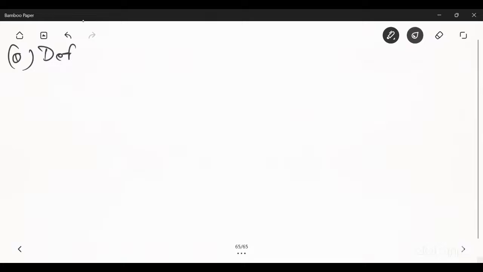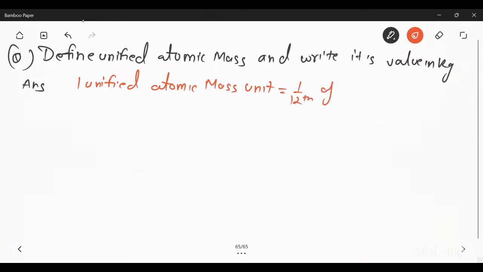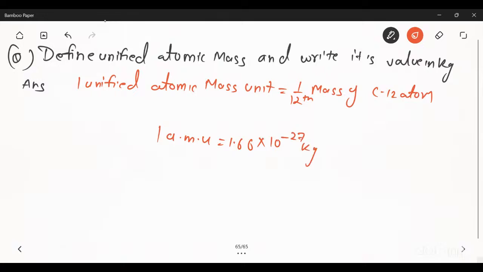Now the second question is, define unified atomic mass and write its value in kg. So what is the unified atomic mass? One unified atomic mass unit is defined as 1/12 the mass of a C12 atom. So one atomic mass unit is equal to 1.66 times 10 to the power minus 27 kg. Those are some important questions of your first chapter.